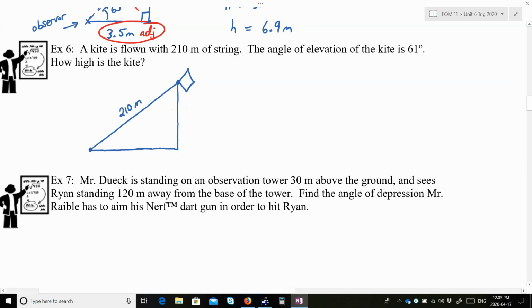The angle of elevation of the kite is 61 degrees. So looking up to the kite, we measure an angle of 61 degrees. Here is the assumed 90-degree angle that you need to be able to do SOHCAHTOA. And we want to know how high is the kite. So what is this h again?